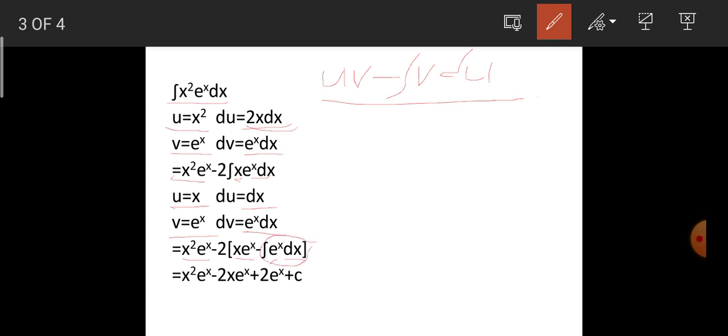Since our answer has already one function inside the integral, we can simply use the basic integral of this function. The integral of e to the power of x, as I said, is also e to the power of x. So we have x to the power of 2 e to the power of x minus 2x e to the power of x plus 2 e to the power of x plus c.